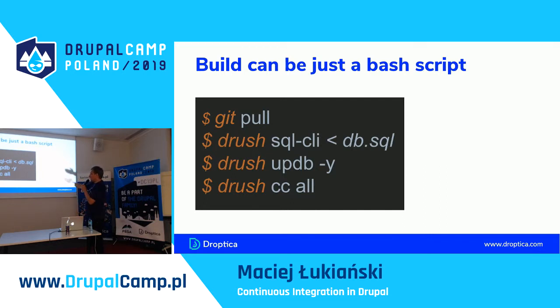Right. So we're pulling the latest code, importing the database copy of a production database, or a database close to production, and we run updates, and that should change whatever we want to deploy. It should be deployable through an update, and then we clear caches.